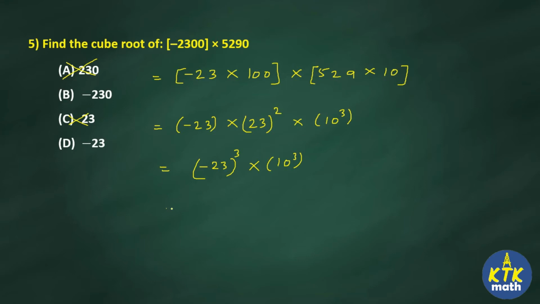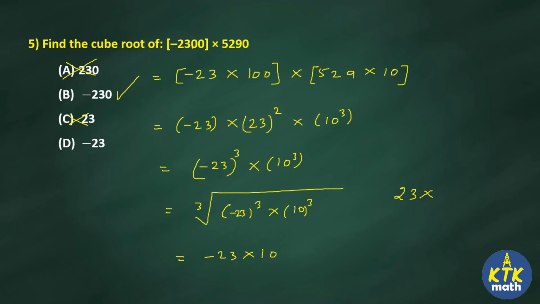Now when I am finding the cube root of this term, we are going to have minus 23 cube into 10 cube. So in this case both the cube root and the cubes will get cancelled, so you will be getting only minus 23 into 10. Therefore your answer is minus 230. I hope you understand. 529 is 23 square, so 23 cube root is going to give you only 23, then 10 cube root gives you only 10, so 230. Since you have a negative number, your answer is also going to be a negative number.